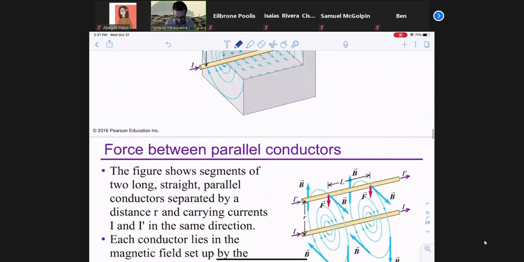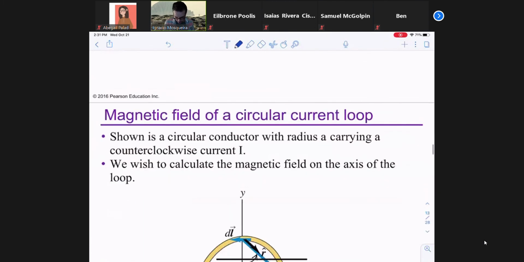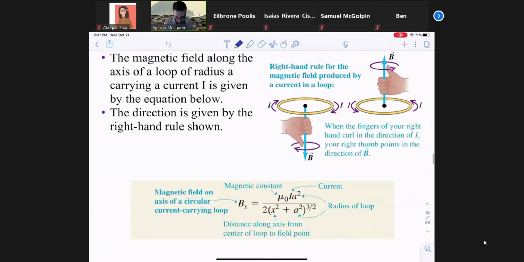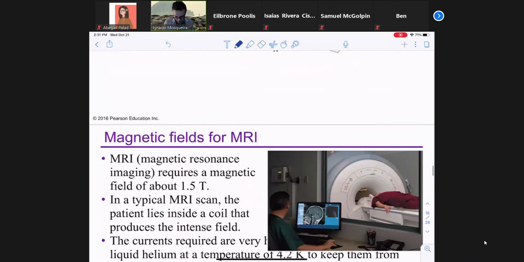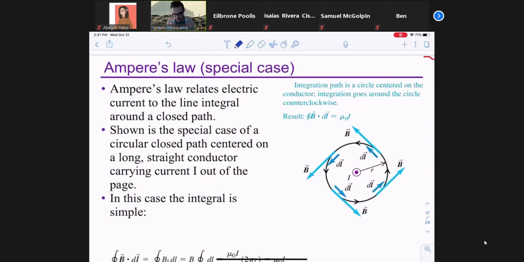Where is it? Right here. Oh, no, that's... where is Ampere's law? Again, they do an integral here. I don't wanna do integrals. I wanna use Ampere's law. There you go. So this is the last thing I'm gonna explain today. I'm gonna stop here. I don't wanna overload too much today.